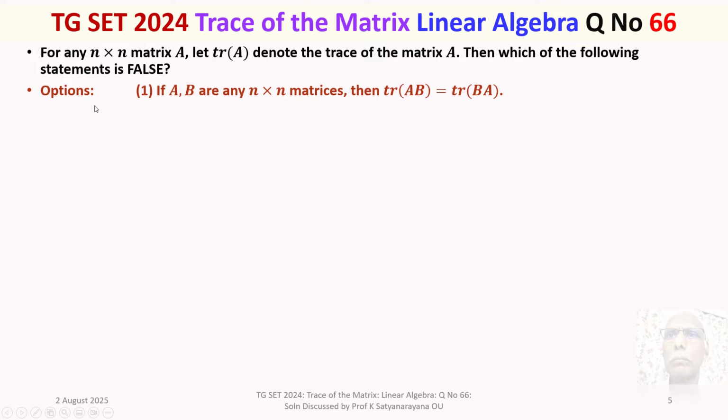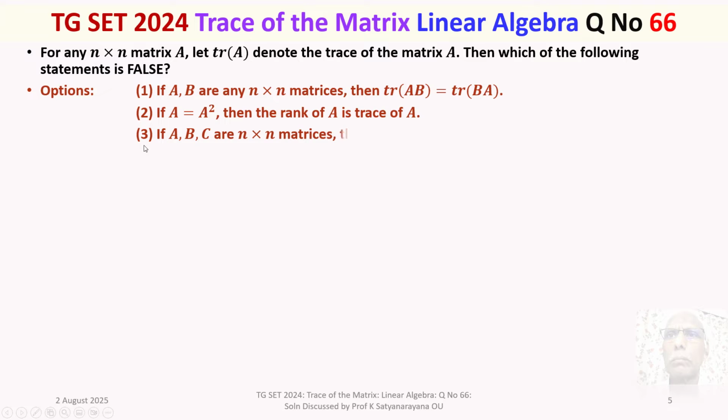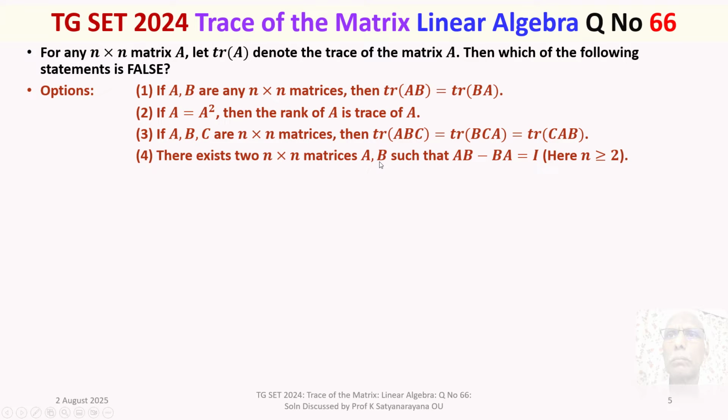We are given four options. Option 1: if A, B are n by n matrices, then trace of AB is equal to trace of BA. Option 2: if A is equal to A squared, then the rank of A is trace of A. Option 3: if A, B, C are n by n matrices, then trace of ABC is equal to trace of BCA is equal to trace of CAB. Option 4: there exist two n by n matrices A, B such that AB minus BA is equal to identity. Here n is greater than or equal to 2.